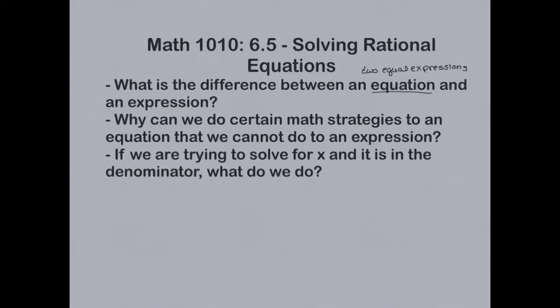But with an equation, we can add equal amounts to both sides. We can divide both sides by something. We can take the square root of both sides. So there's a lot more that we can actually do to an equation. So then finally, if we're trying to solve for x and it is in the denominator, what do we do? Well, we have to get x out of the denominator, so we multiply by x to get it out of the denominator.